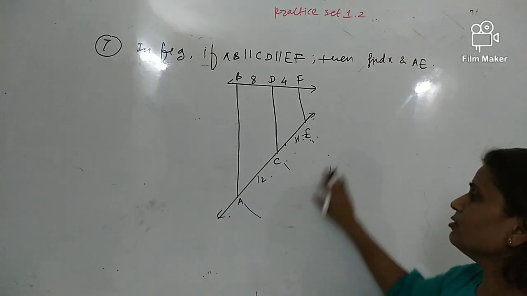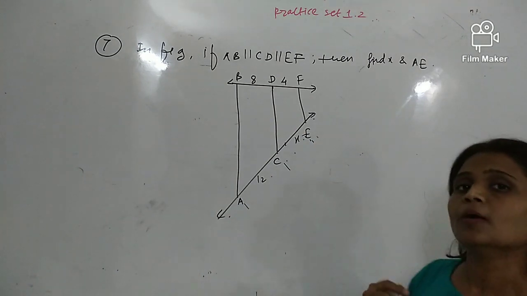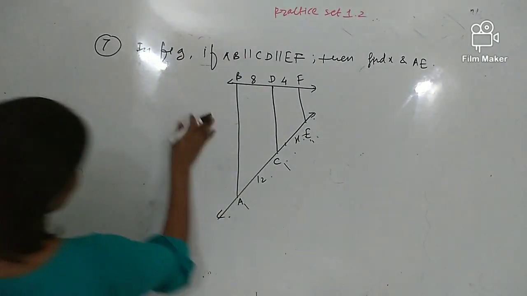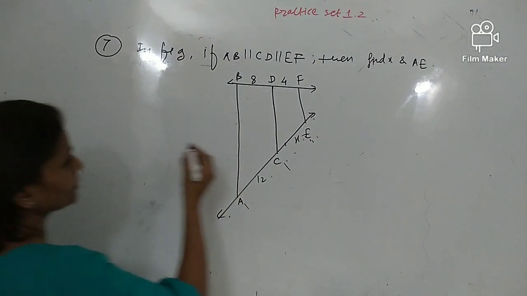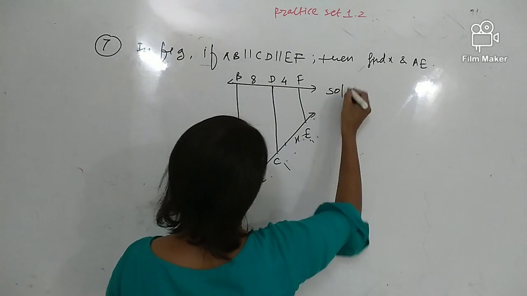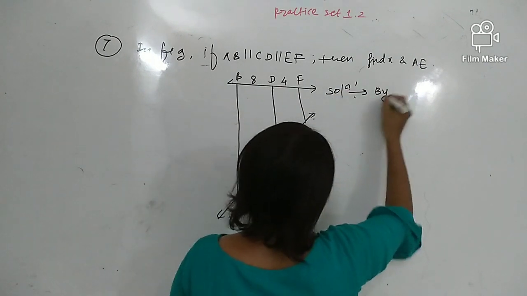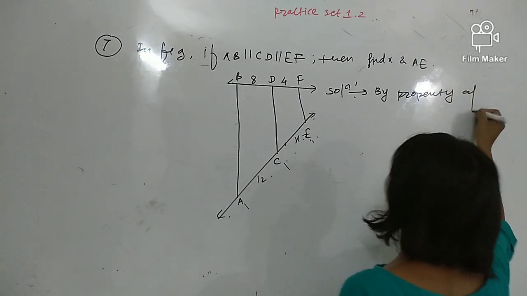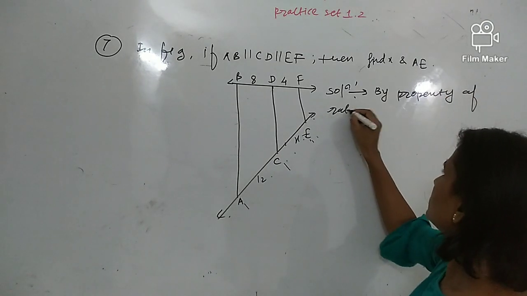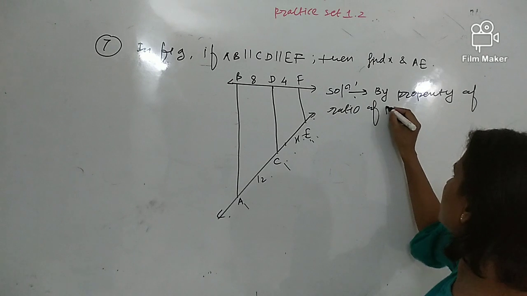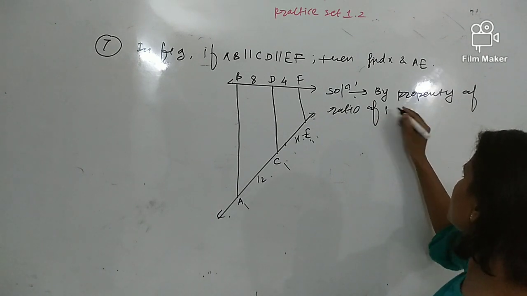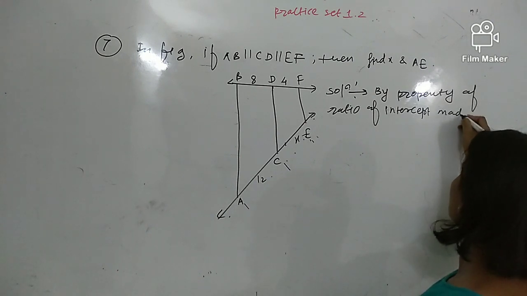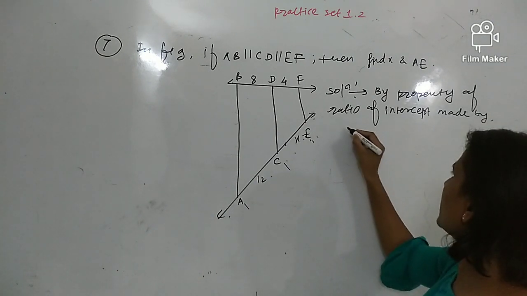So three parallel lines are given, which means we have to go with the property of ratio of intercepts made on the three parallel lines. So start your solution from that property. So I am just writing your solution. By property of ratio of intercept made by three parallel lines.